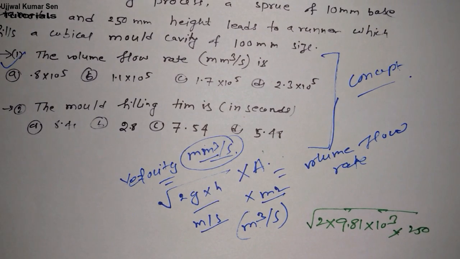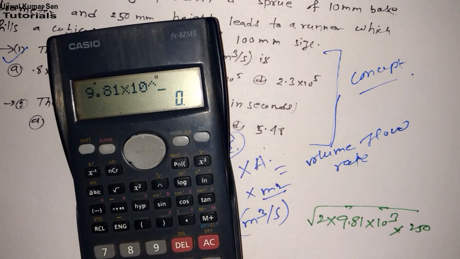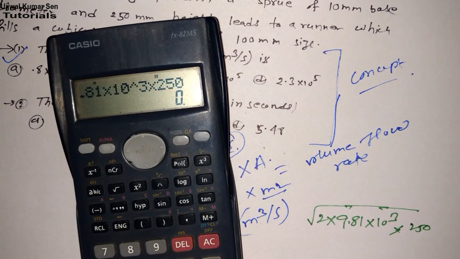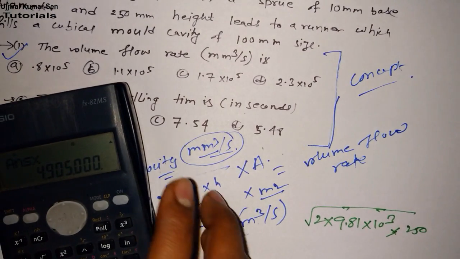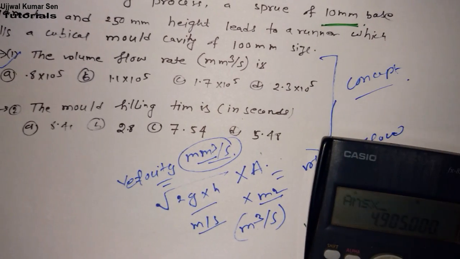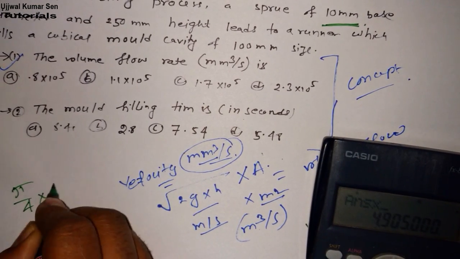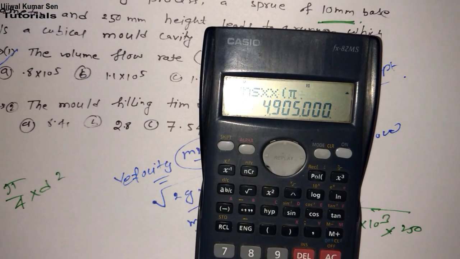Now what we have to do, we have to multiply 9.81 multiplied by 10 to the power 3 into 250, multiplied by 1 divided by 2 is equal to this much, into area. Area is given. Is there anything? Yes, they have given diameter. So area would be pi by 4 into d square. Multiply pi divided by 4 into d square. That means 10 mm, 10 square is equal to, there is something wrong, right?